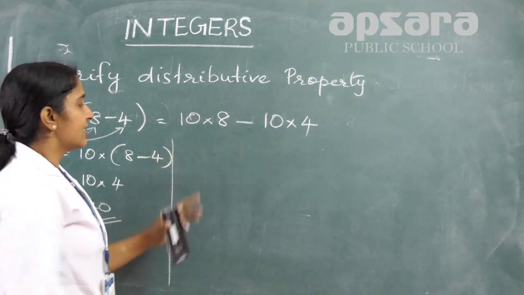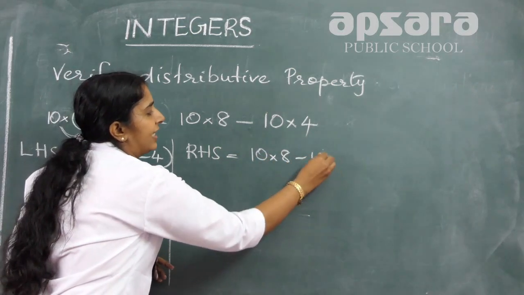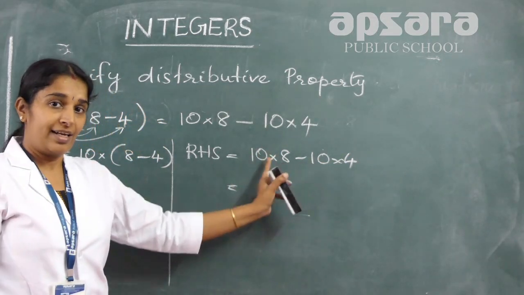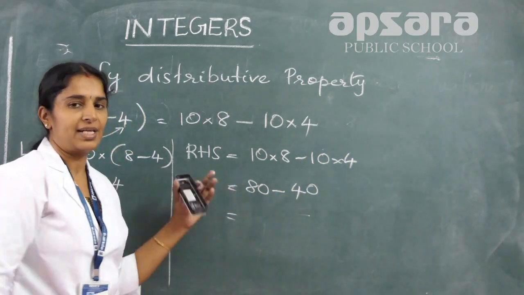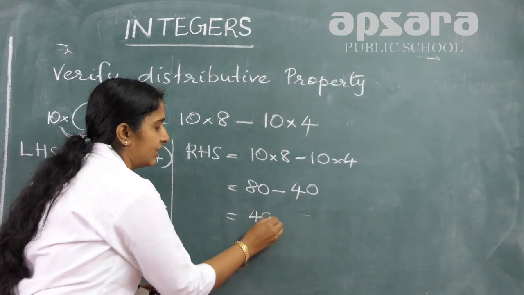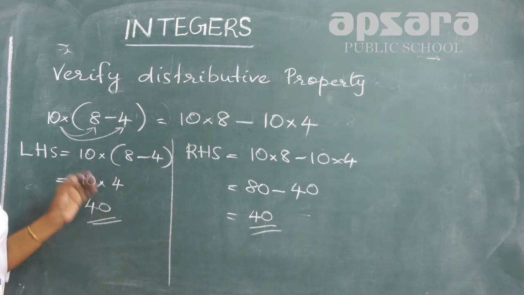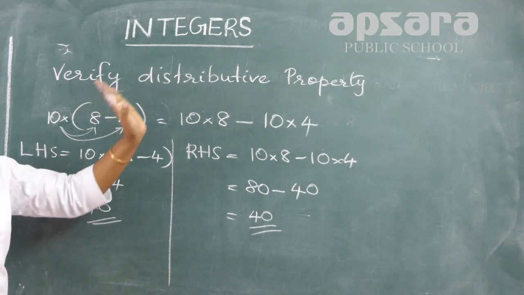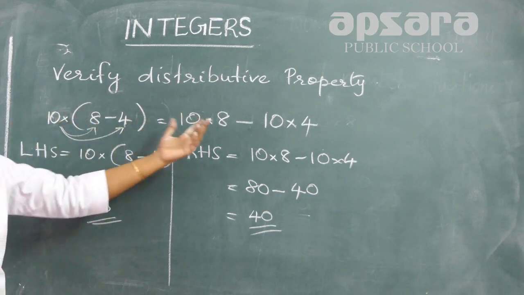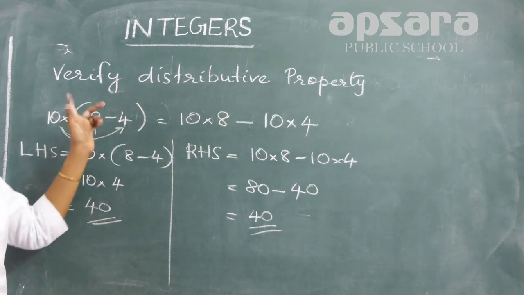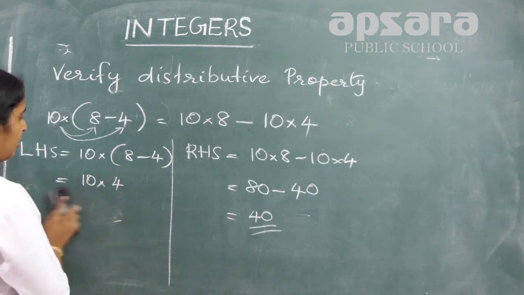40 is the answer. Now consider the RHS. 10 into 8 minus 10 into 4. 10 into 8, 10 8s are 80. 10 4s are 40. So directly you can subtract. 80 minus 40, it is 40. So in both the cases you are getting that answers are equal, 40, right? Therefore, A into B minus C is equal to A into B minus A into C. We have verified that A into B minus C is equal to A into B minus A into C. Or 10 into 8 minus 4 is equal to 10 into 8 minus 10 into 4. Okay? Now one more example.